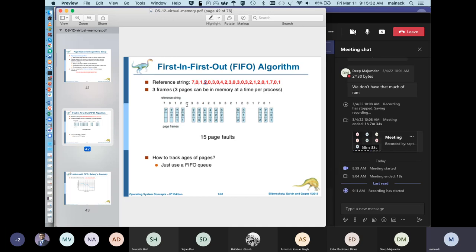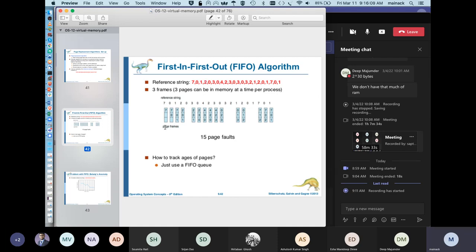Next step, you want 0. 0 is already in RAM, so no page fault. Then 3 comes, and so essentially, in this FIFO way, you can deduce how many page faults there are by just a simple simulation. To track the oldest page, because in first in, first out you need to know which is the oldest, you would use a FIFO queue.